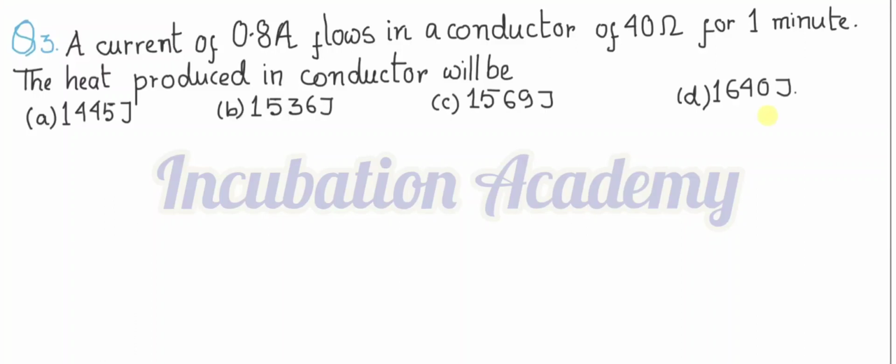Welcome everyone. The question displayed on the screen is a CBSE previous year question from 2023, and it is the third question of the paper. A current of 0.8 ampere flows in a conductor of 40 ohm for 1 minute.